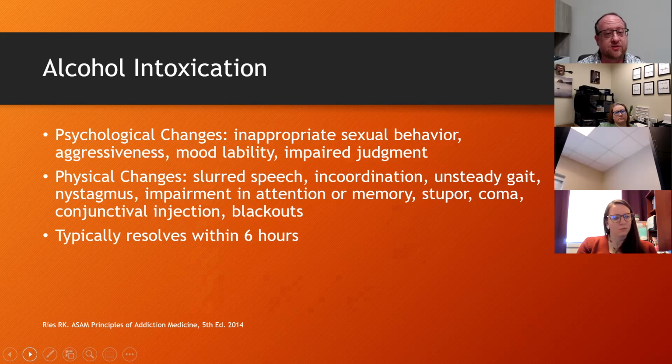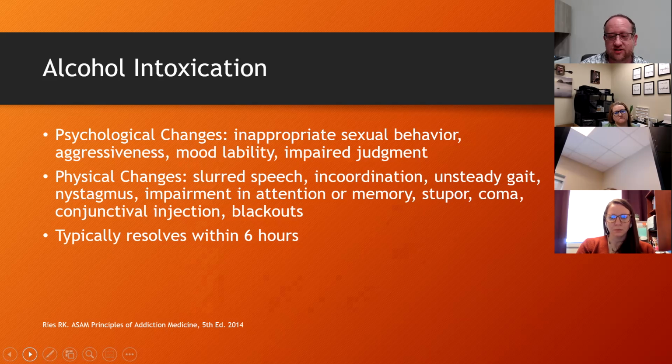And then, of course, there are physical symptoms of intoxication as well, and that progress generally as alcohol intake increases. So slurred speech, incoordination, and unsteady gait. So they have problems walking, they're wobbly. Nystagmus, which has to do with movements of your eyes, as well as impairment in your attention and memory. So you're not as attentive and you're not remembering things as well. You can get to the point of intoxication where you have complete absence of memory, called an alcohol blackout, or amnesia. You can get conjunctival injection as intoxication increases, and in extreme cases, you can get stupor and coma and even death.